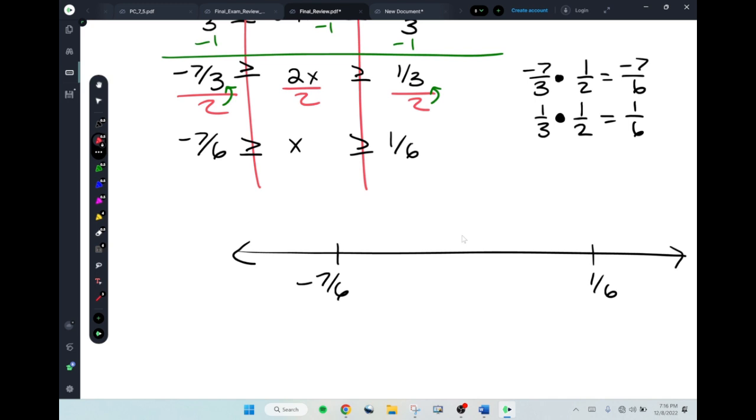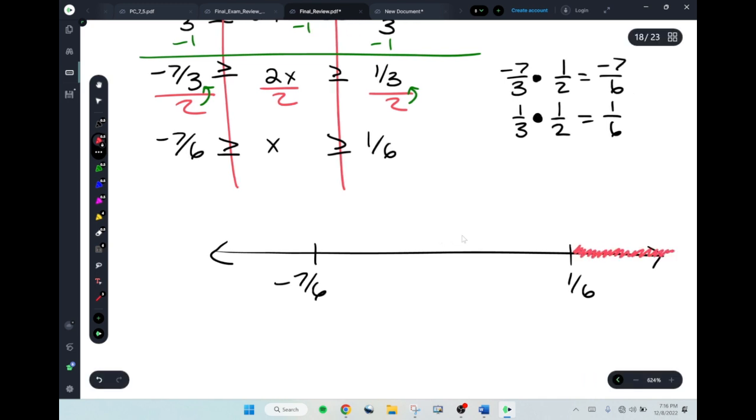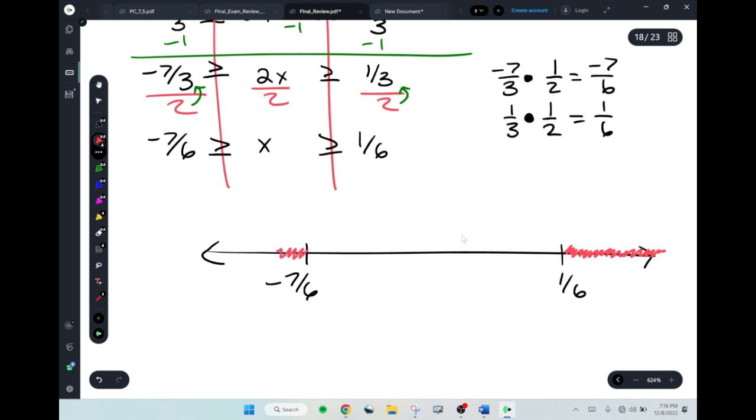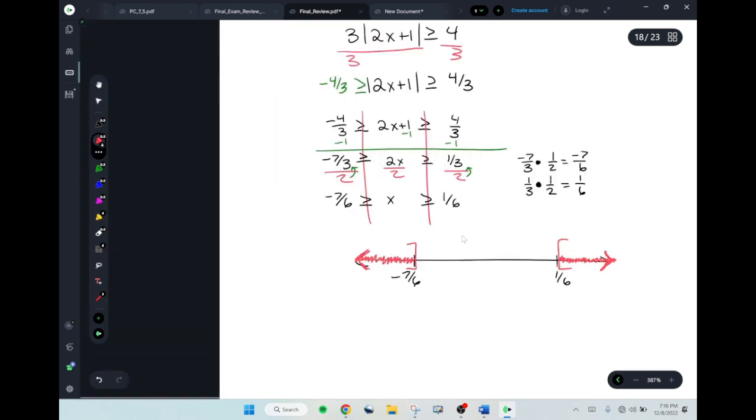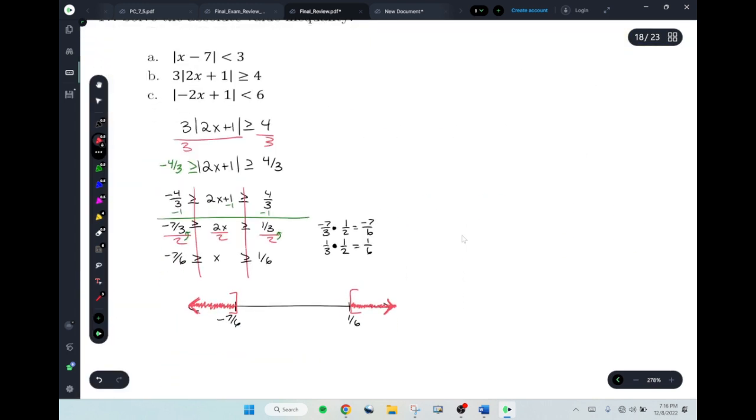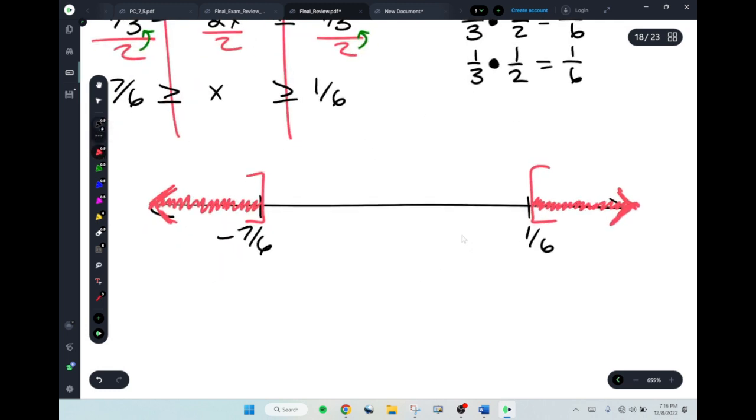X is bigger than what? So that's like there, right? And x is smaller than what? So that's over there. And does it include it or not? It does, so you get these little square bracket looking things. And I think that's the way the answer looks.